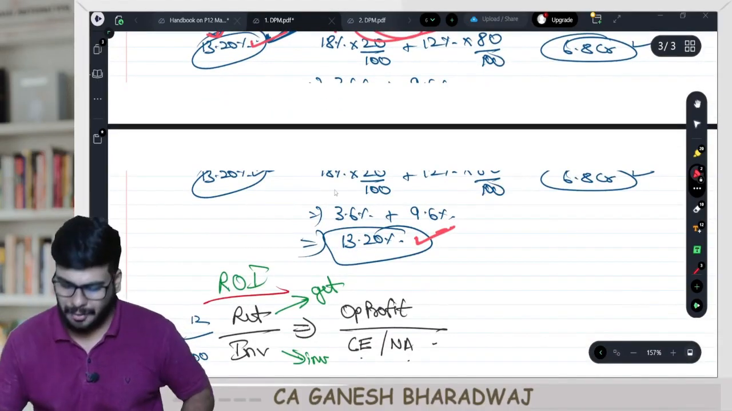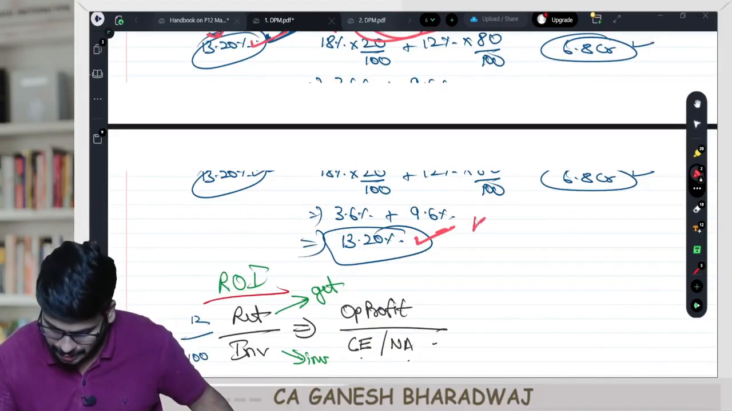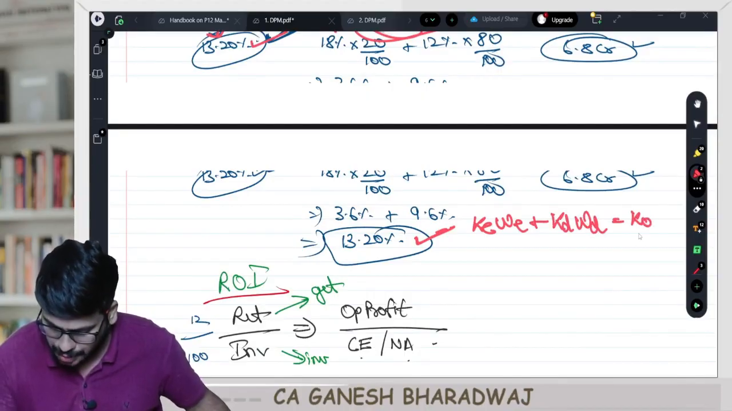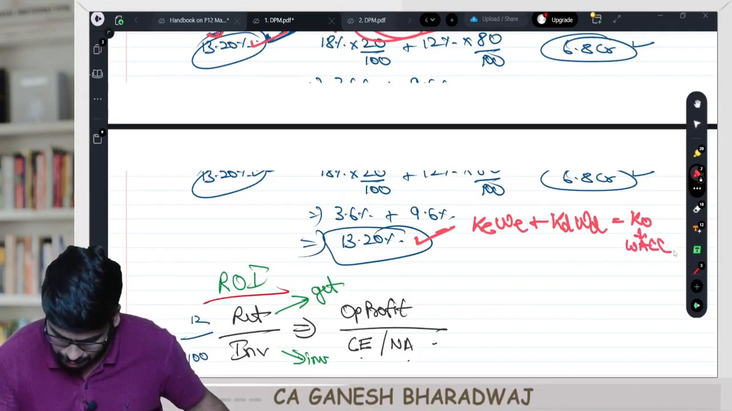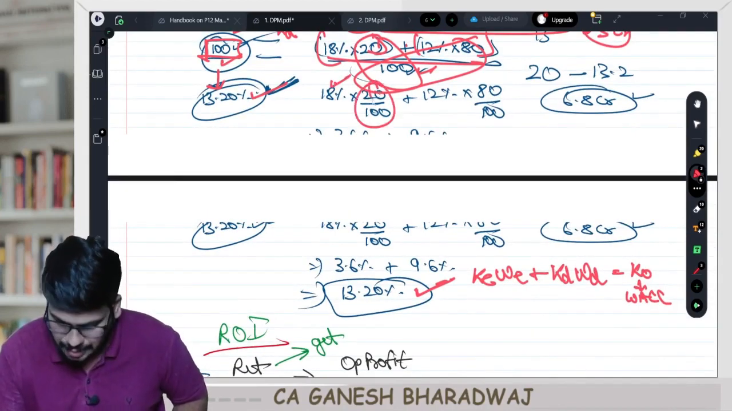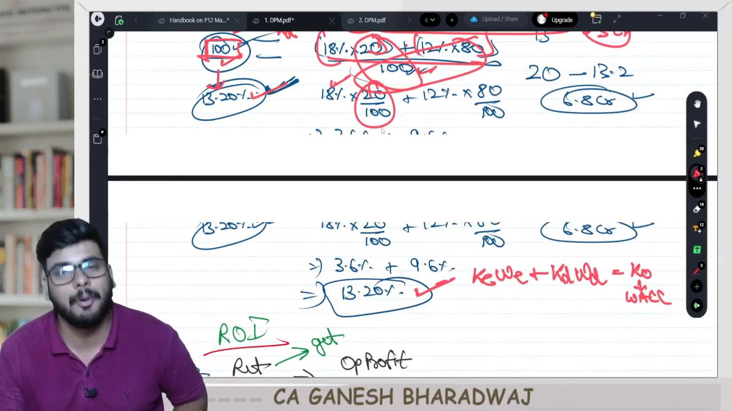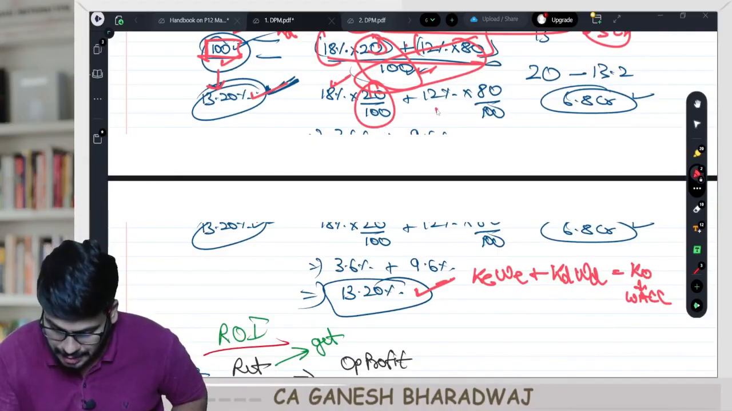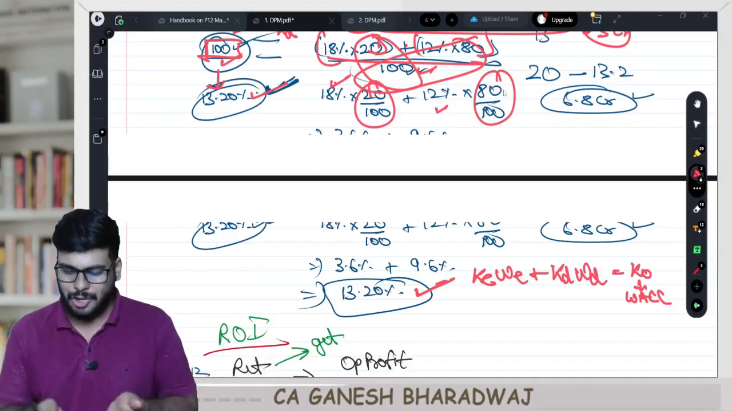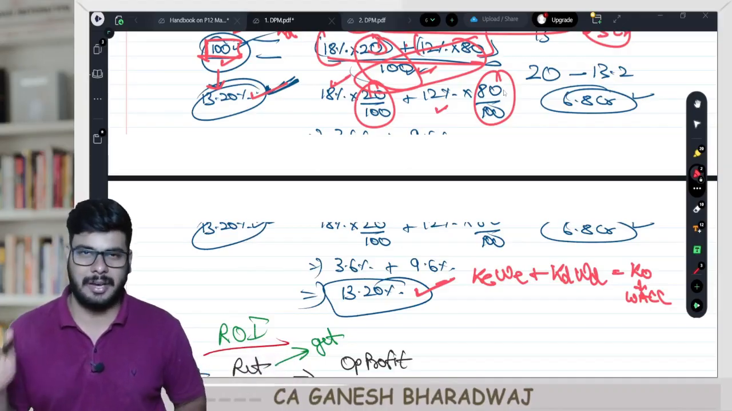This they give in a formula, very simple. It's nothing but Ke·We + Kd·Wd, and all of this is equal to your Ko. Ko is nothing but your weighted average cost of capital. This is exactly what we did. This is Ke, the weight of equity is 20 upon 100. Similarly, this is Kd, the cost of debt, and 80 by 100 is the weight of debt. Clear with this? You multiply everything, and you get this weighted average cost of capital.